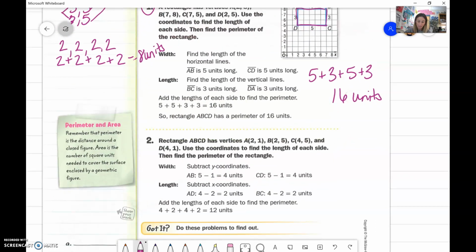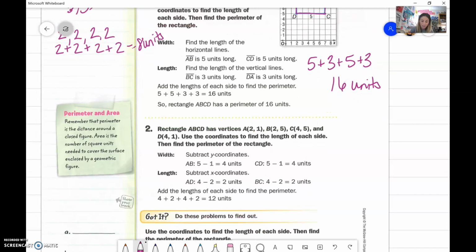So now take a look at this. Here it says rectangle ABCD has the vertices 2, 1, and I'm going to write them down: 2, 1, 2, 5, 4, 5, and 4, 1. The first thing I'm going to do is look at the ones that have the same x-coordinate. I see that 2 and 2 have the same x, which means I'm going to subtract my y. So 5 minus 1 is 4. So I know that I'm going to add 4 plus, and then I notice that these two have the same x-coordinate, so I'm going to subtract over here. I take 5 minus 1, which is 4.